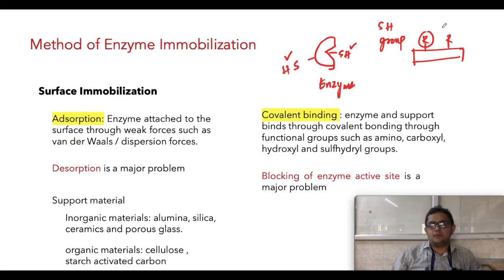What happens if it binds like this? That means the active site, because this is the active site, is now blocked, because your R group is attached to it. So even though the enzyme immobilization is a success in this scenario, that enzyme has become inactive because the active site is not available for the substrate to bind. So how can I avoid this problem in covalent binding?